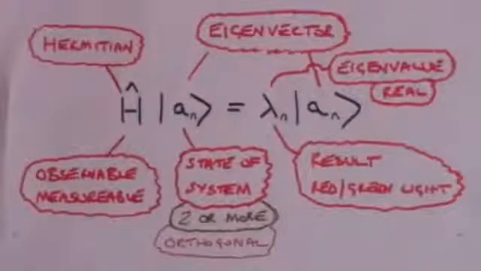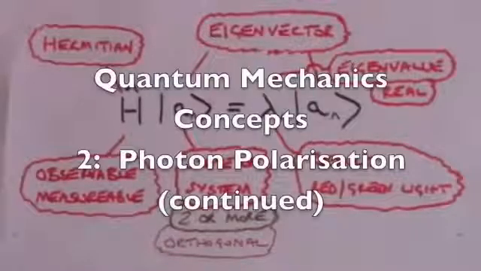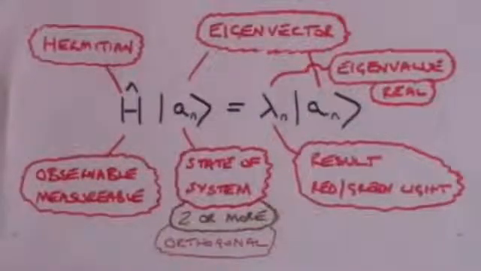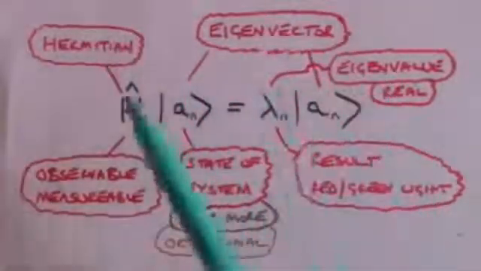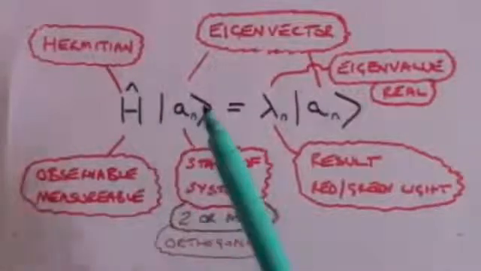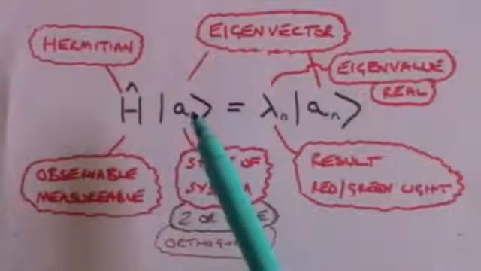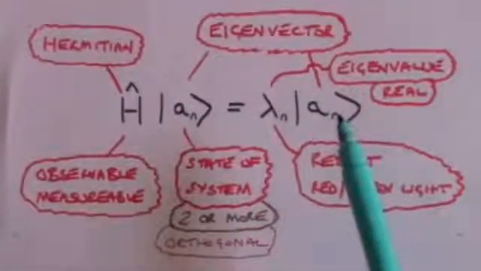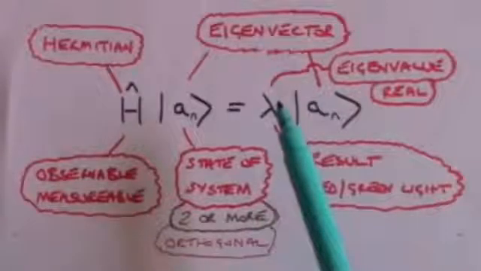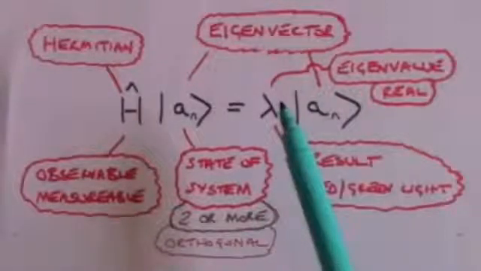Hello, today we are continuing in our series on quantum mechanics concepts, continuing with the theme of photon polarisation. And if you'll recall, in the last video, we established a very important equation which said that if we look at the top line, that tells us what the math says, that a Hermitian operator acting on a ket vector, which is called an eigenvector, will produce the same eigenvector but multiplied by a real number, which is called an eigenvalue.